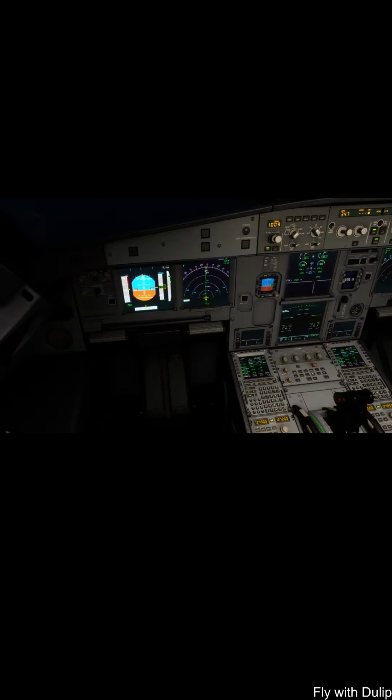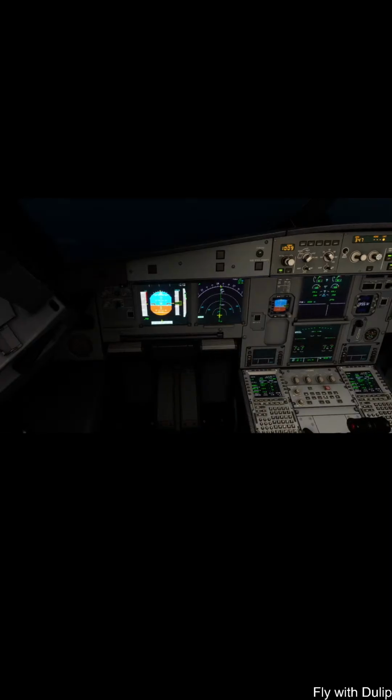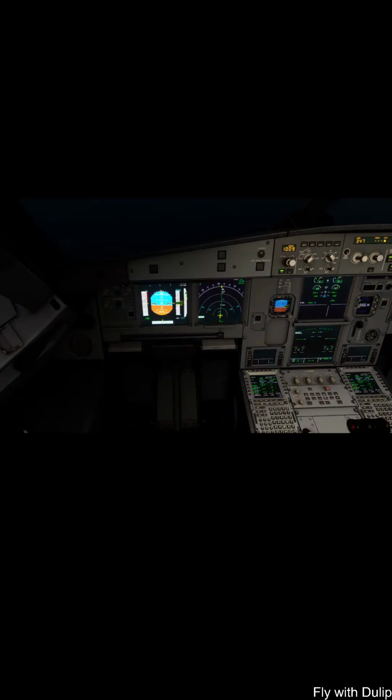SriLankan 103 from Colombo, you are leaving my airspace, and I will provide continuity ATC for the Malé, so you can change to 123.9. 123.9 SriLankan 104, and thank you.